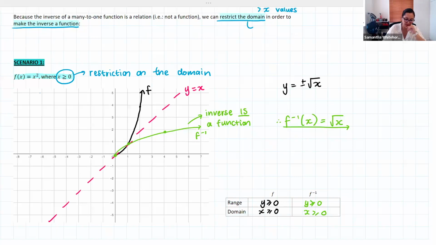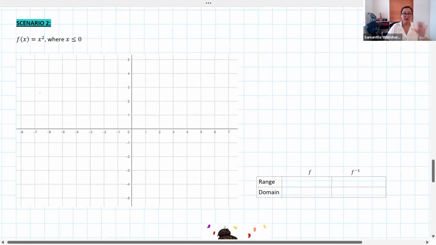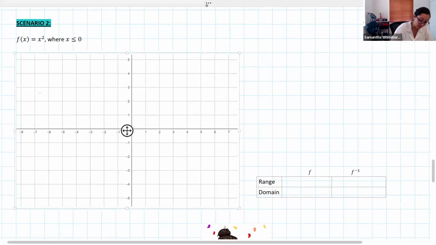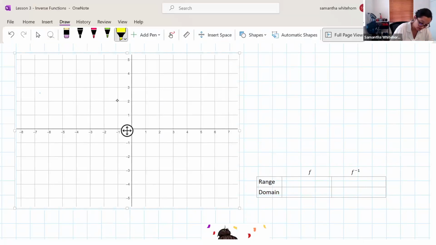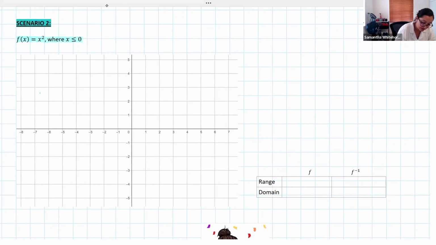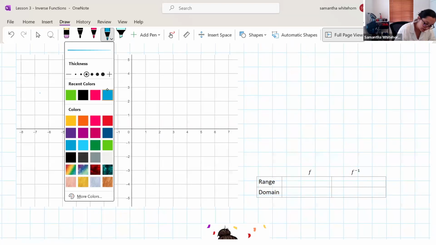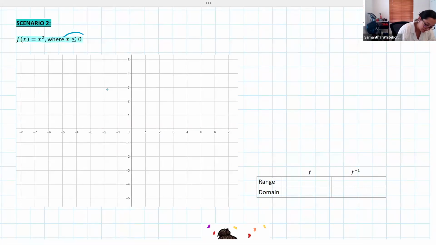Okay, so we're screenshotting. And then we're going to have a look at the second way in which we can restrict our domain. So again, I'm giving you exactly the same graph. I'm not overcomplicating the situation at hand. What I am now doing is changing my restriction. So same graph, but now where x is less than or equal to 0. So here's my restriction.